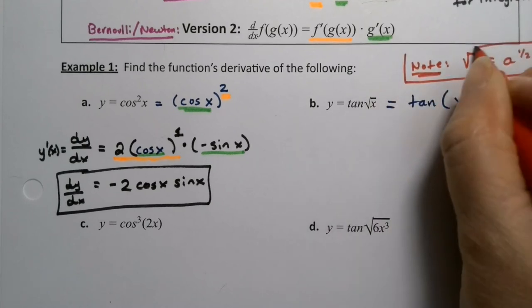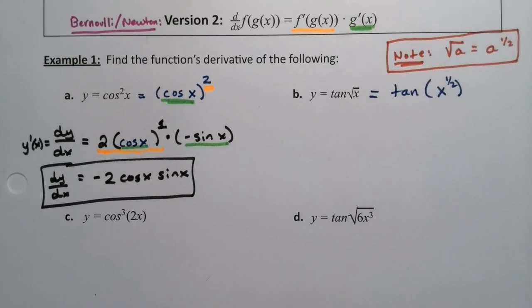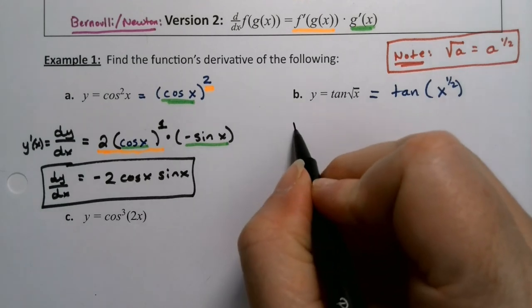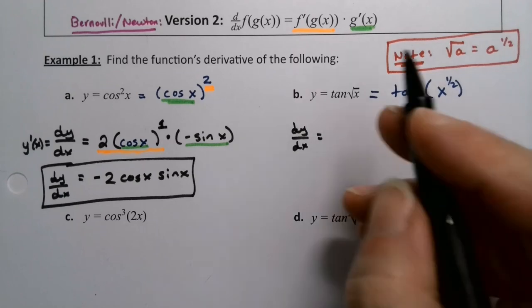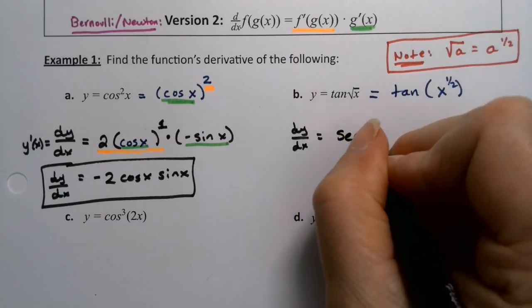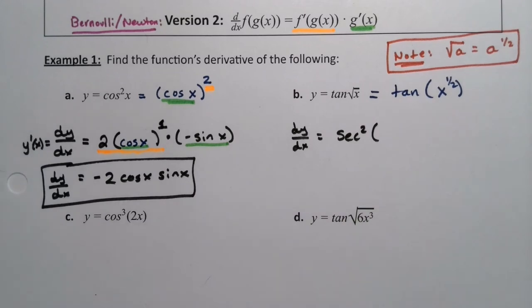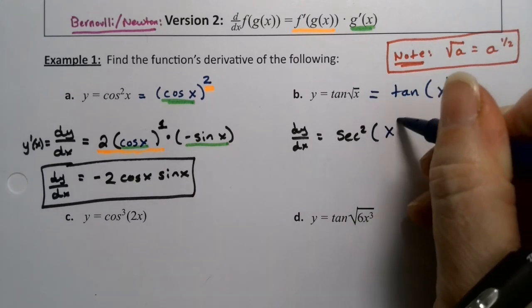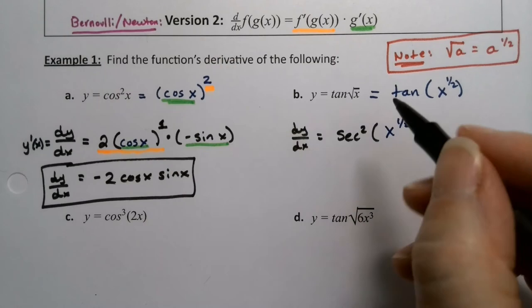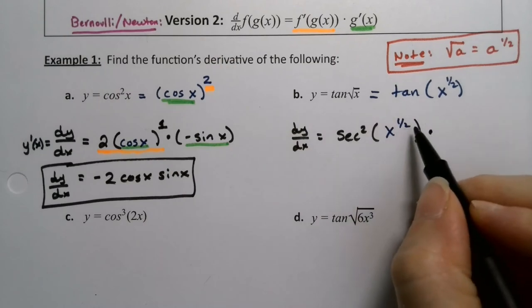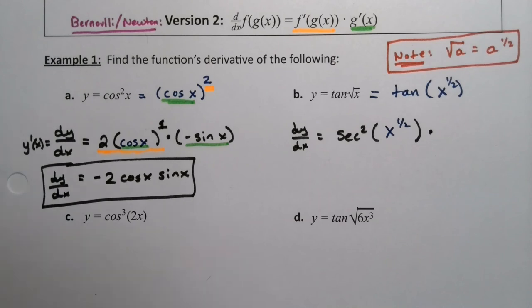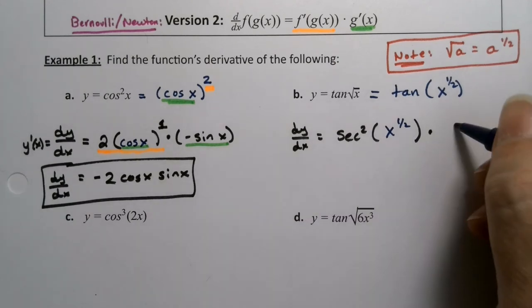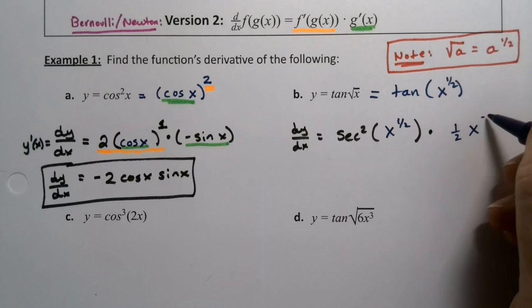from algebra class. All right, so that means that when I want the derivative, right, dy dx, the derivative of tangent is secant squared. Leave the x to the 1/2 alone. Right, there's the inner part. Multiply by the derivative of the x to the 1/2 part. So that would be 1/2 x to the negative 1/2.